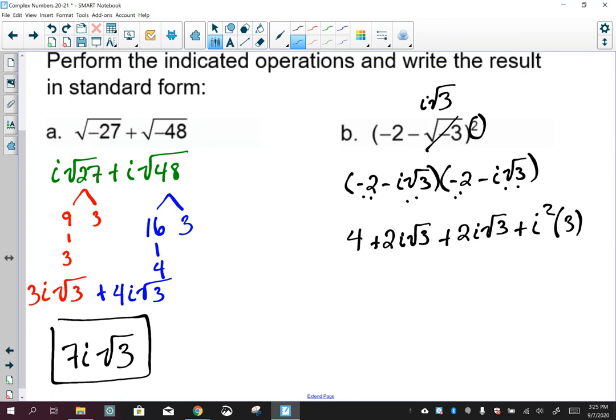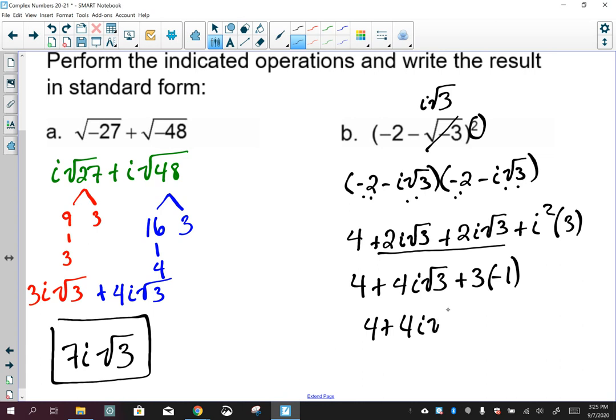Let's clean this up a little bit. So I have 4 plus, I'm going to combine these two together to get 4i square roots of 3, plus 3 times -1. So 4 plus 4i square roots of 3 minus 3. So my final answer would be 1 plus 4i square root of 3.